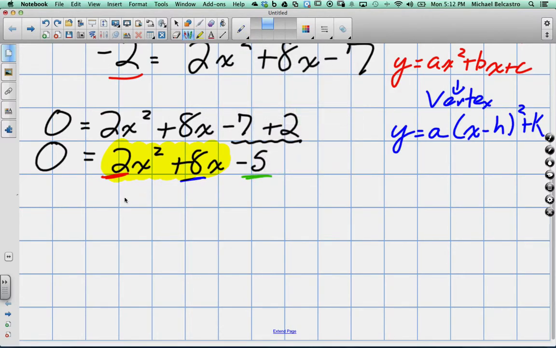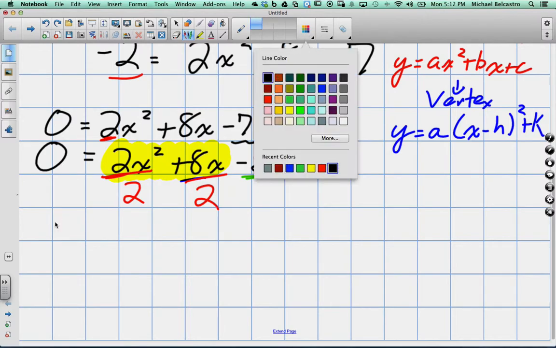So even if it's a decimal, even if it's a fraction, we divide the first 2, so this guy and this guy, we divide by our a term, which is 2. So we're going to divide both of them by 2. We always divide by the a term. So we'll then have 0 is equal to. Now that 2 doesn't disappear.